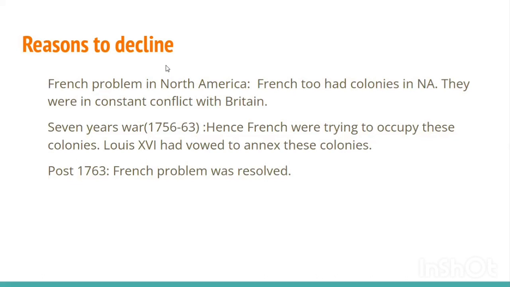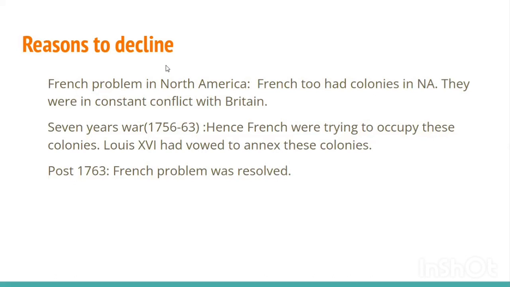So French also had colonies in North America, and they were in conflict with Britain. And then the Seven Years' War was going on between Britain and France from 1756 to 1763. During this war, French King Louis XVI said that he would be annexing all the British colonies in America.